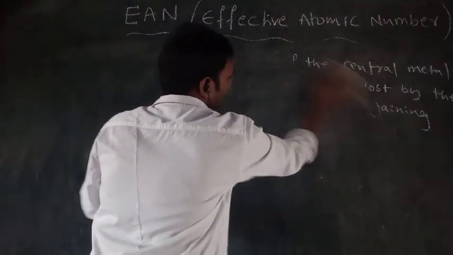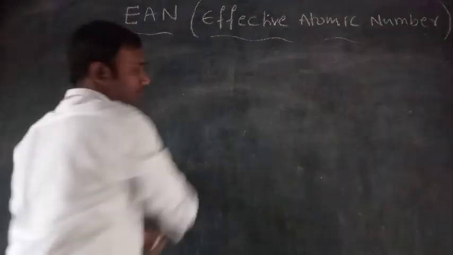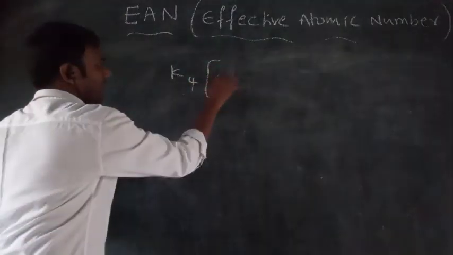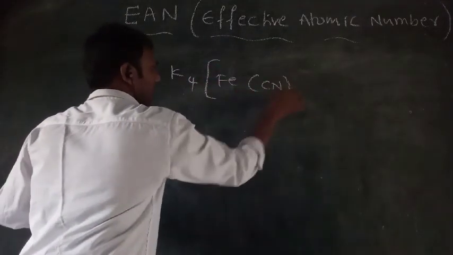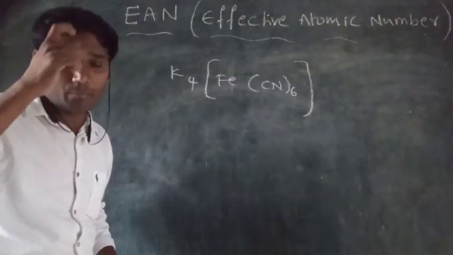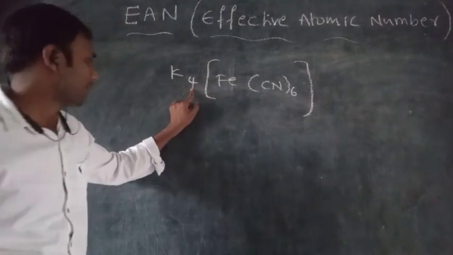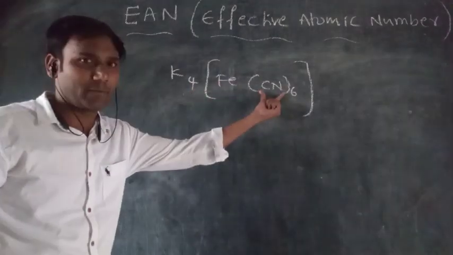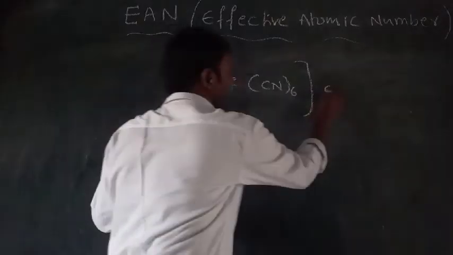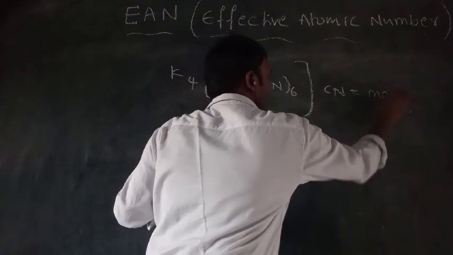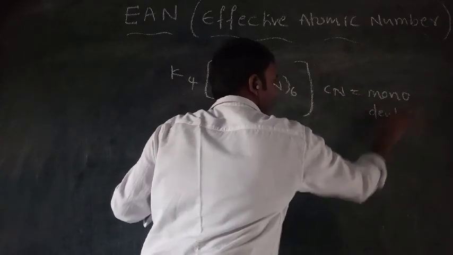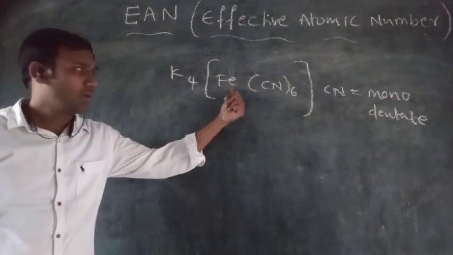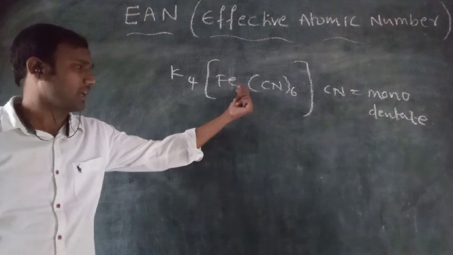The example is K4[Fe(CN)6]. So the formula is K4[Fe(CN)6]. Here potassium is a cation, iron is the central metal atom, and cyanide is the ligand. Cyanide is a monodentate ligand. That means the cyanide can donate one electron pair to the central metal atom. One cyanide donates one electron pair to the central metal atom.